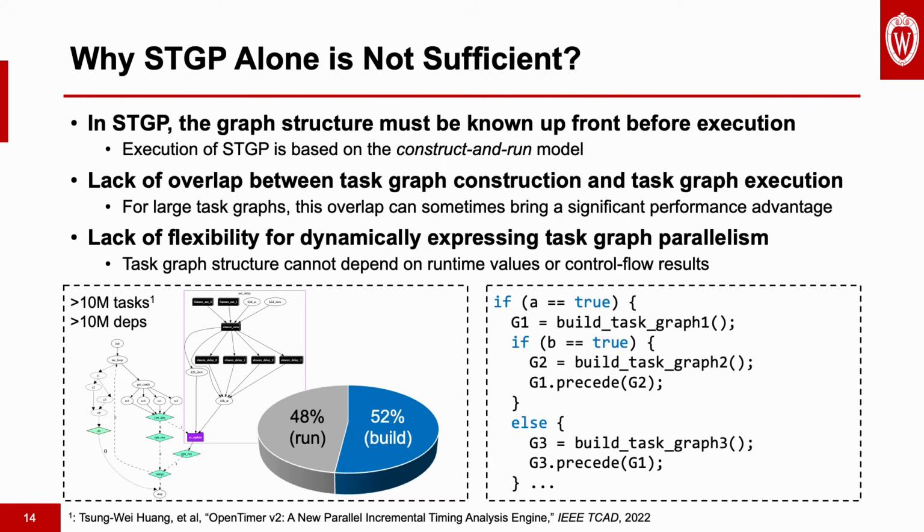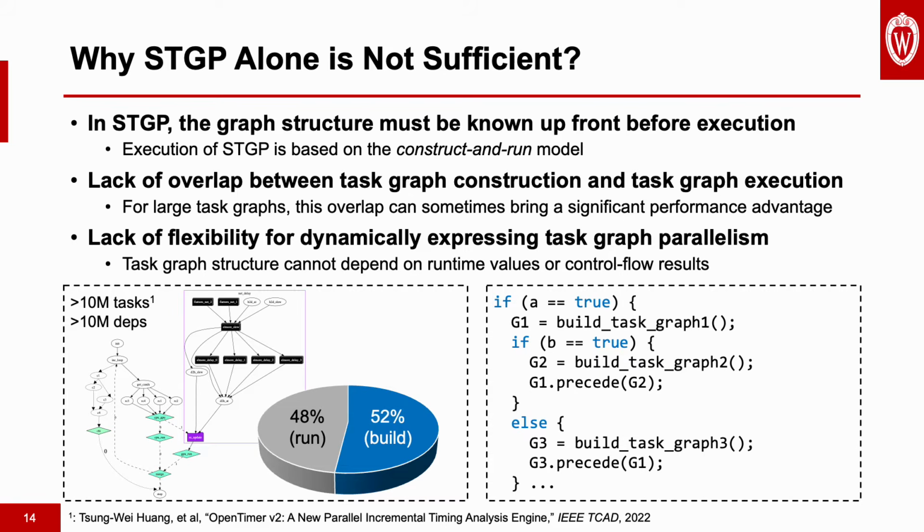Why static task graph programming, or STGP alone, is not sufficient? In STGP, the graph structure must be known upfront before execution. That is, the execution of STGP is based on a construct-and-run model. You define the task graph first, and then you submit it for execution.